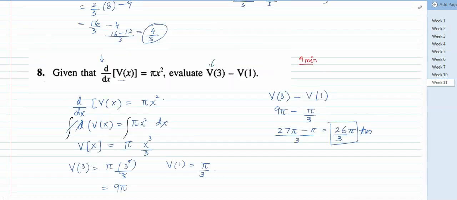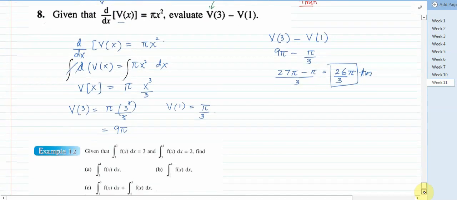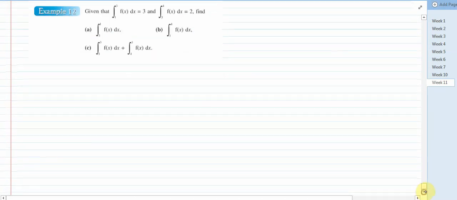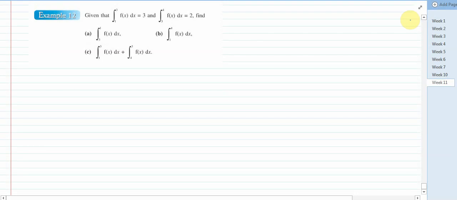Alright, now before proceeding to the next question, let me give you an example, because that is quite important for your upcoming question. So it's example number 12 from your book. It says that given that the integral of 1 to 3 f(x) dx is equal to 3. For the first part it says to find the value of the integral of 3 to 1 f(x) dx.